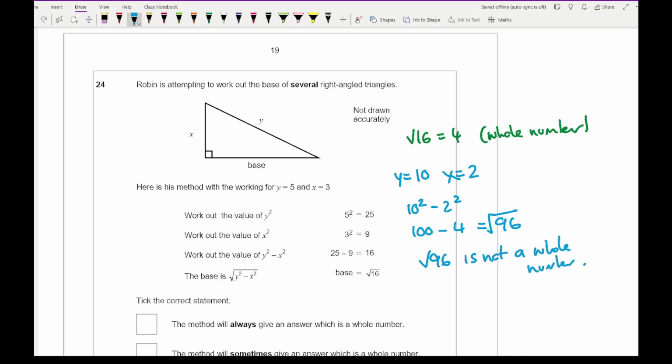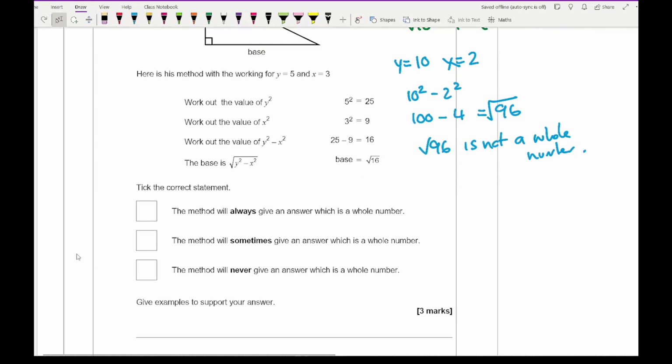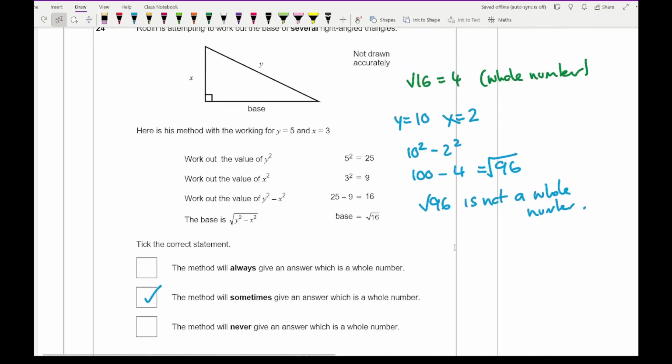So the correct answer we want to tick is going to be the middle one. That the method sometimes gives you an answer which is a whole number, but not always. And you want to make sure that you are giving some arguments of where it is a whole number and also when it's not a whole number.